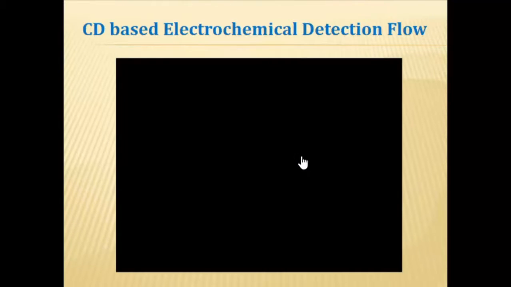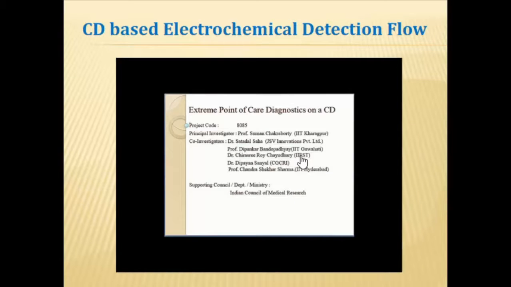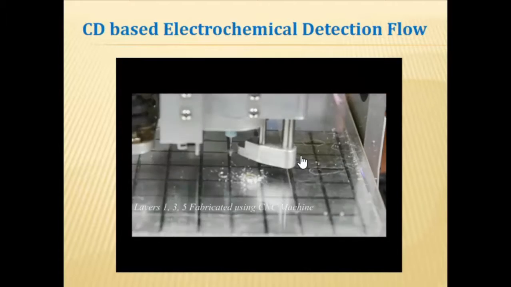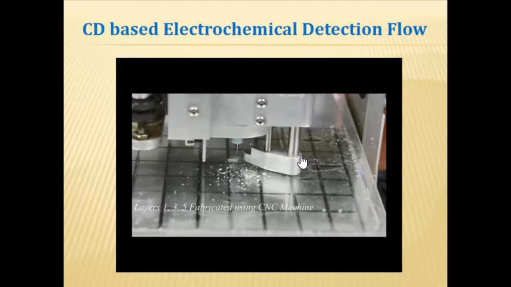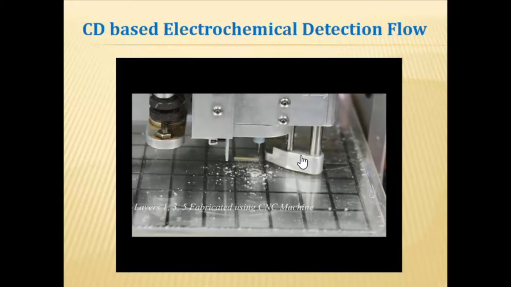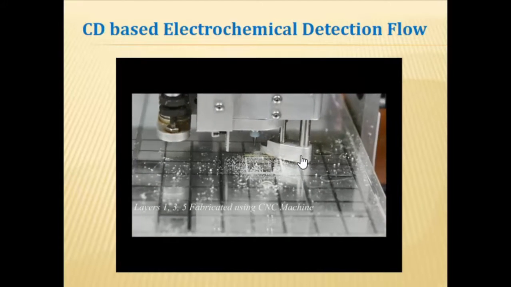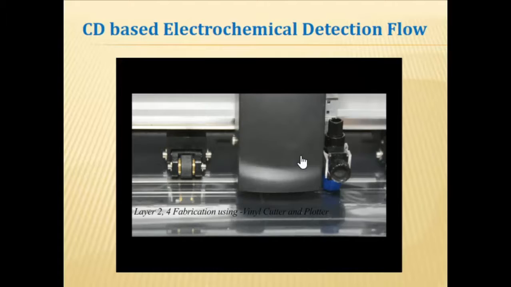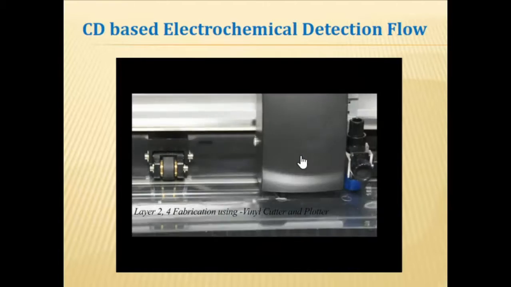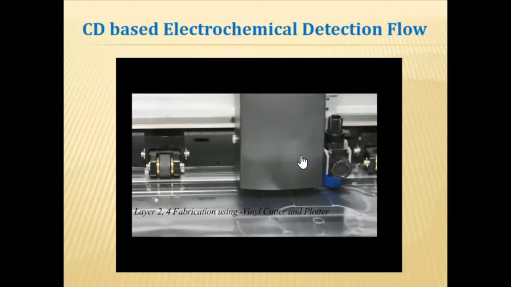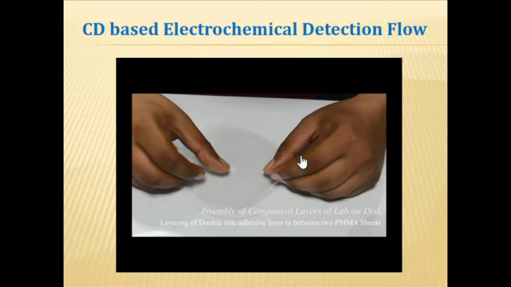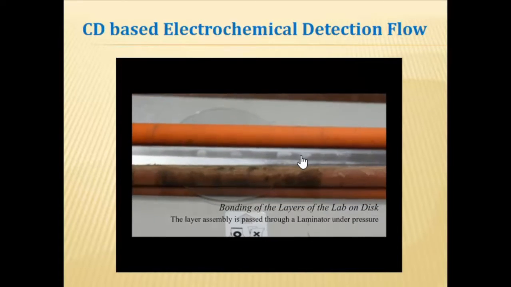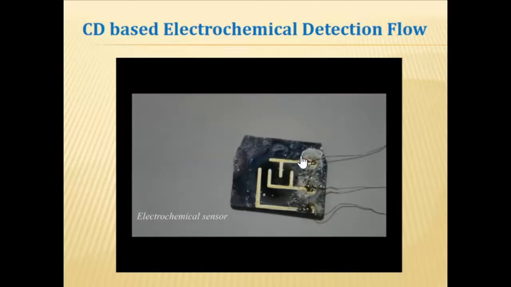Just bear with me for one more minute to show you what we are actually going to do. First of all, we need to design that CD, and then using the CNC machine, we need to cut it. So 3 layers will be made using the CNC machine. Then 2 layers of adhesive will be made using the vinyl cutter. And finally, it will be bonded. Those 5 layers will be bonded together to make a compact disc, and a laminator will be used to make the bond stronger.